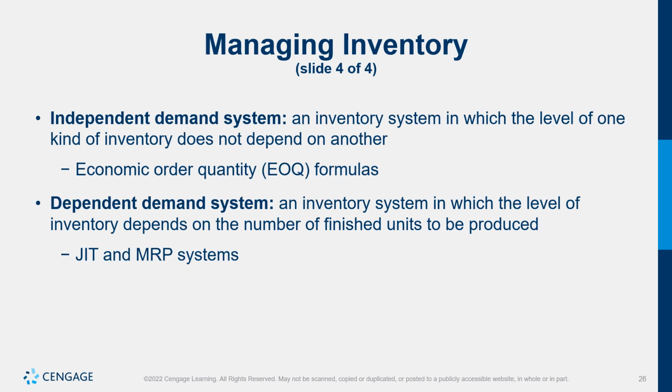An independent demand system is an inventory system in which the level of one kind of inventory does not depend on another. This is found in the economic order quantity formulas. And a dependent demand system is an inventory system in which the level of inventory depends on the number of finished units being produced. This would be in the just-in-time and the MRP systems.